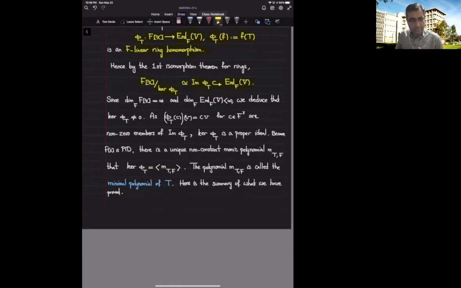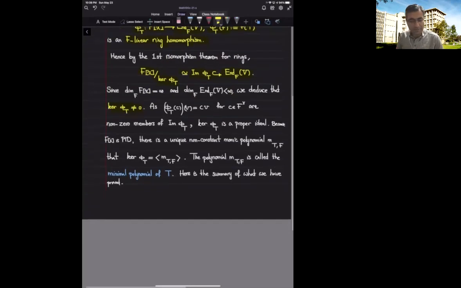So the kernel of this ring homomorphism is a non-zero ideal of the ring of polynomials with coefficients inside the field F. But F[x] is a PID. It's a Euclidean domain, and therefore it's a PID. The kernel of phi_T is a non-zero ideal. And let's also notice that the scalar maps from V to V are always in the image of the evaluation map. Simply when we evaluate the constant polynomial, we end up getting these scalar multiplications.